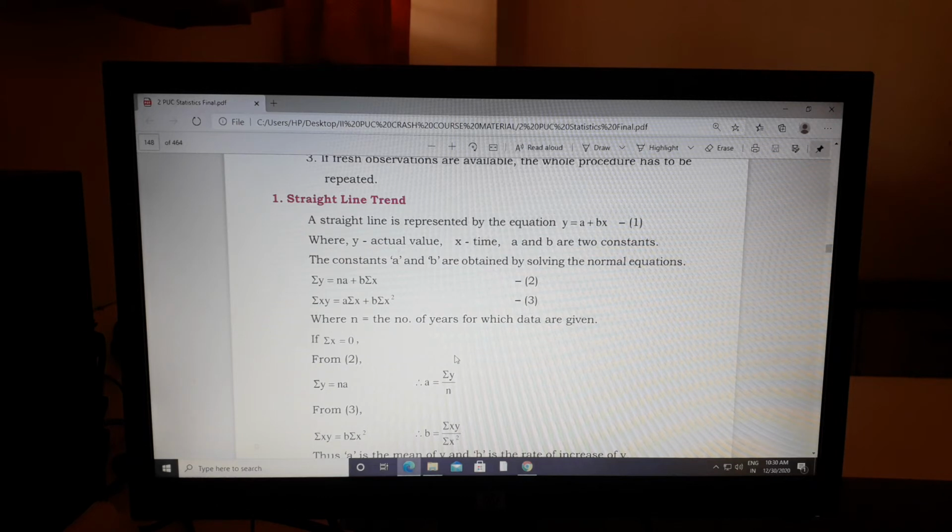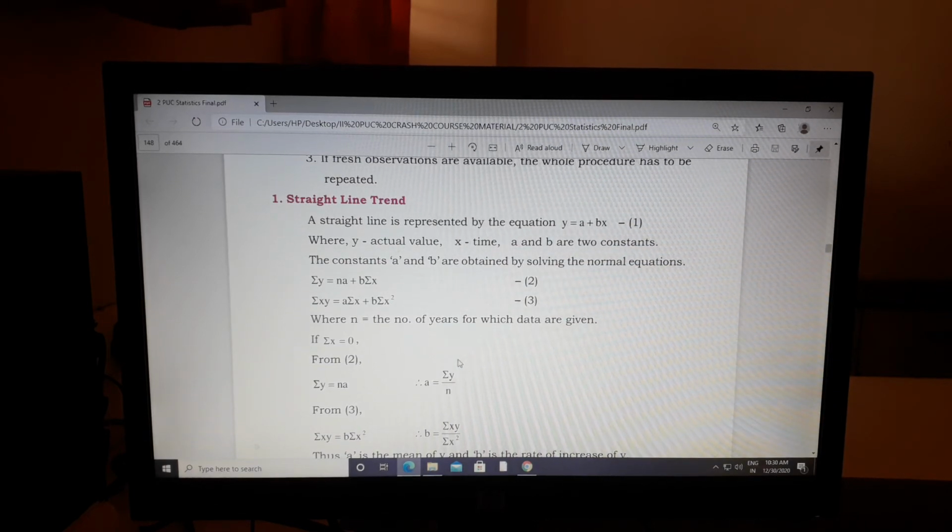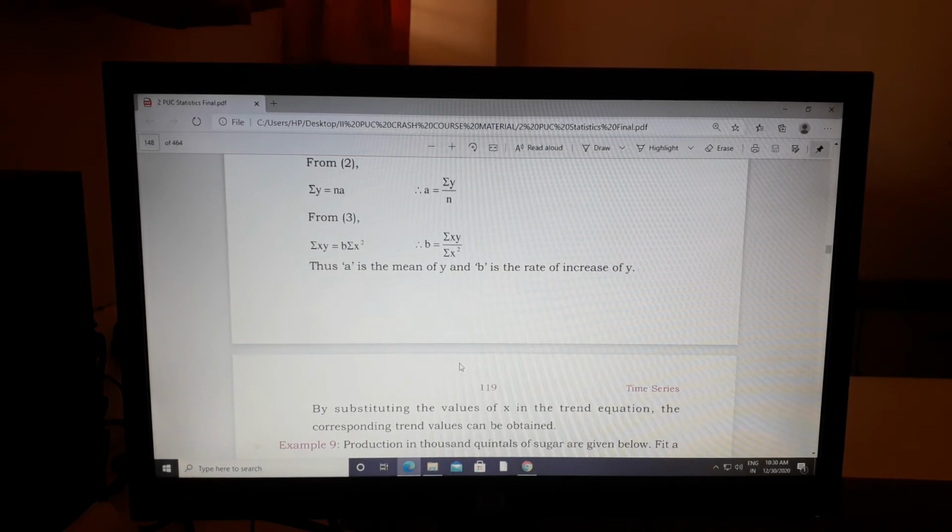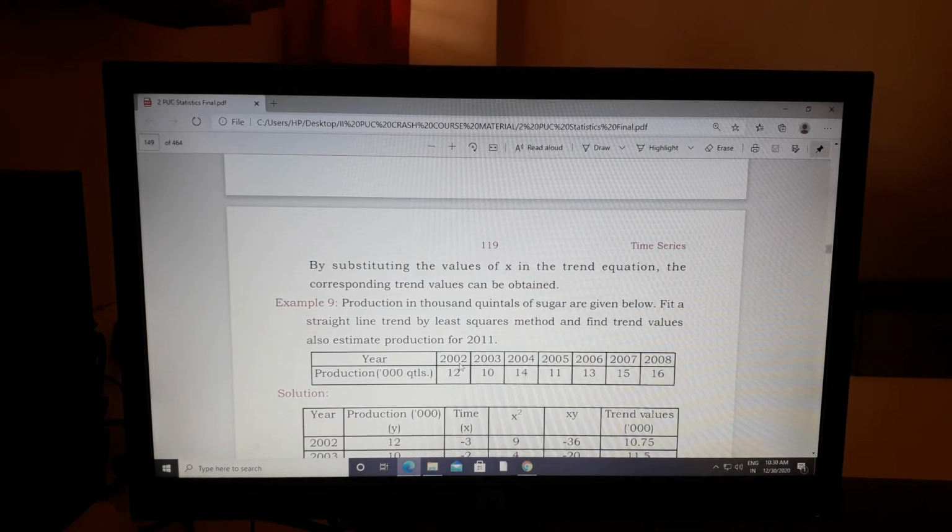Now from these two above equations, normal equations, we get a value and then b value, right? So after calculating the coefficients a and b, the constants, we can substitute that in the straight line equation y equals a plus bx, then that becomes the best fitted line. By substituting the x values, you will be getting all the trend values, remember, along with a and b. So let us see one problem now.